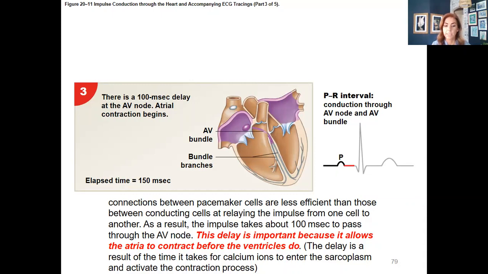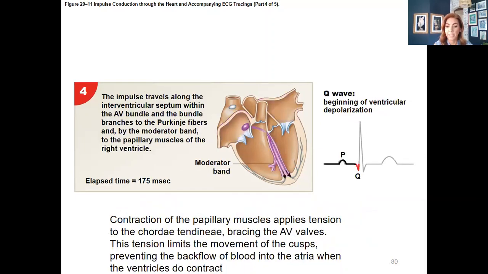And the other thing about the delay is this is also the time that it takes for the calcium ions to do their contribution to the contraction process. So as we move from the AV node through the bundle, we're going to go down into the bundle branches, into the interventricular septum. Moving into the bundle branches, remember that right side also goes through the moderator band.